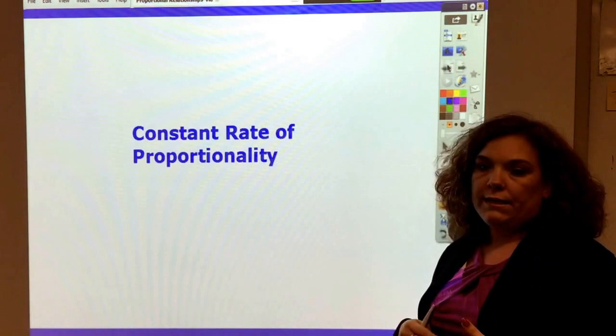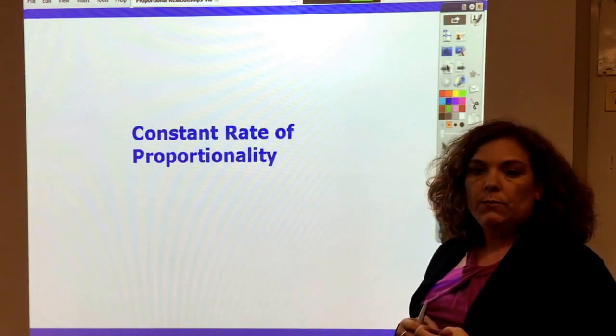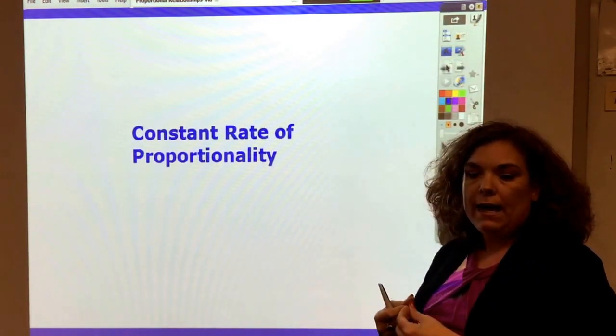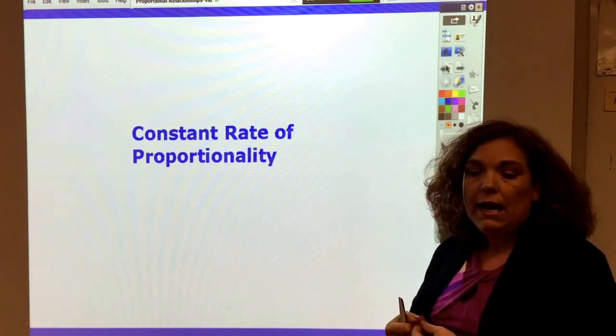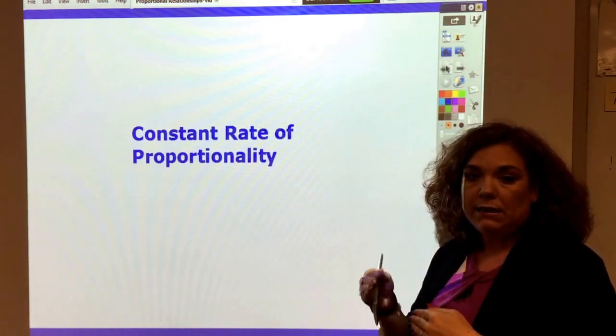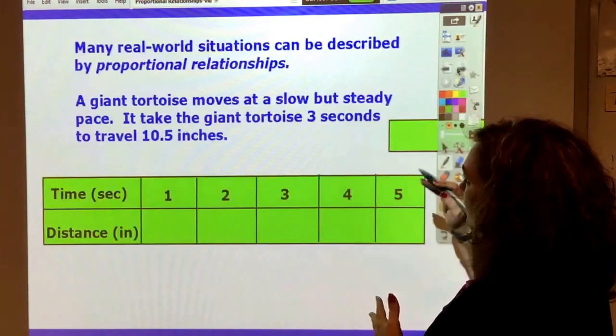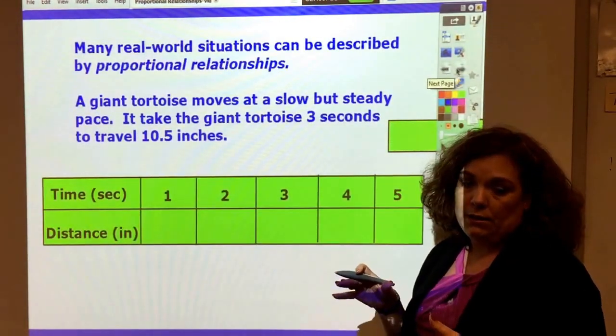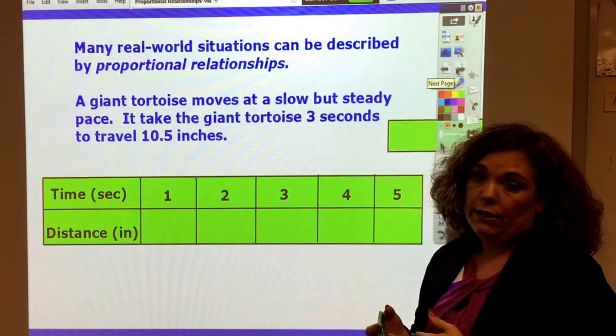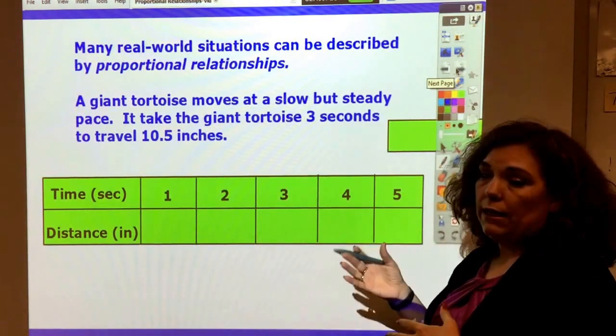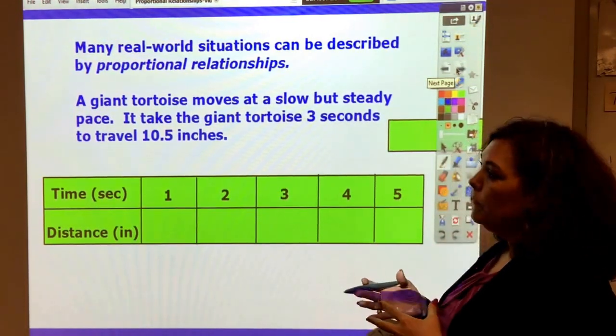This video is on the constant rate of proportionality. And just what that means is you have one thing happening and another thing happening, and they're happening at the same time in the same way. There are so many real world examples of proportional relationships, and proportional relationships is the key word here.